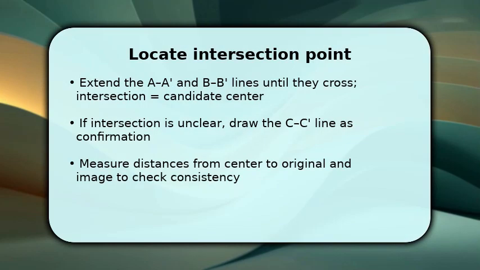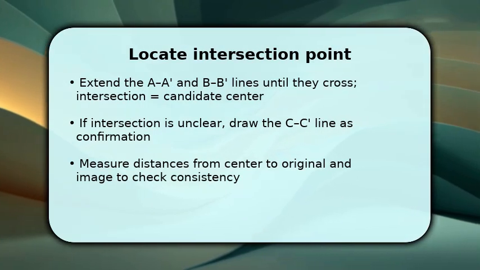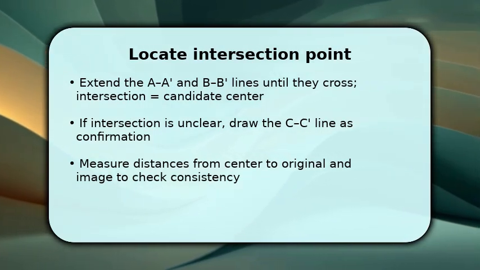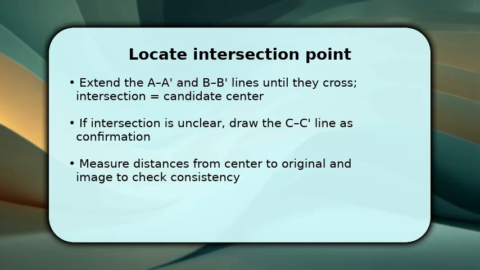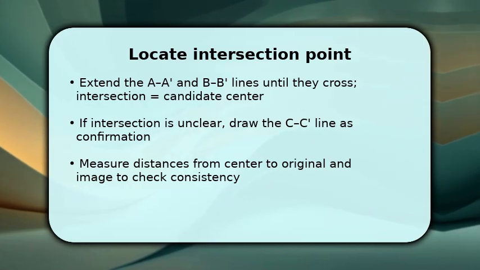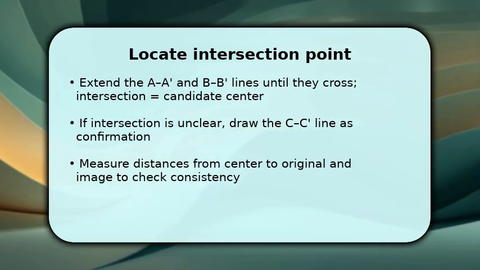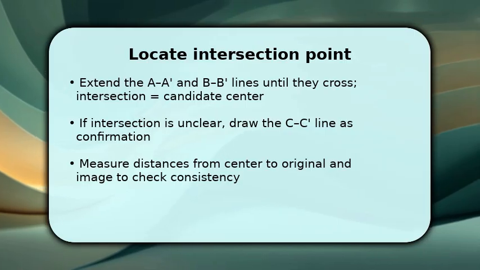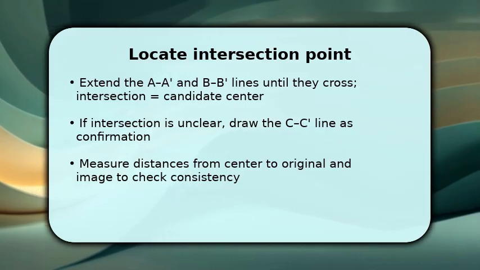Now focus on where those extended lines cross. The intersection of the AE and BB lines is the center of enlargement because dilation radiates along rays through corresponding points. Once you identify that intersection, draw the third ray CC to confirm. It should pass through the same point.